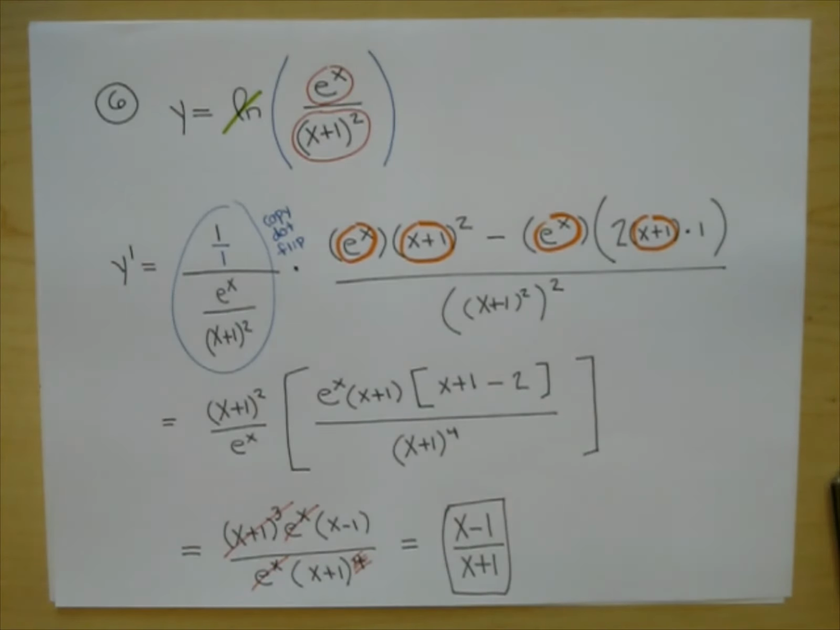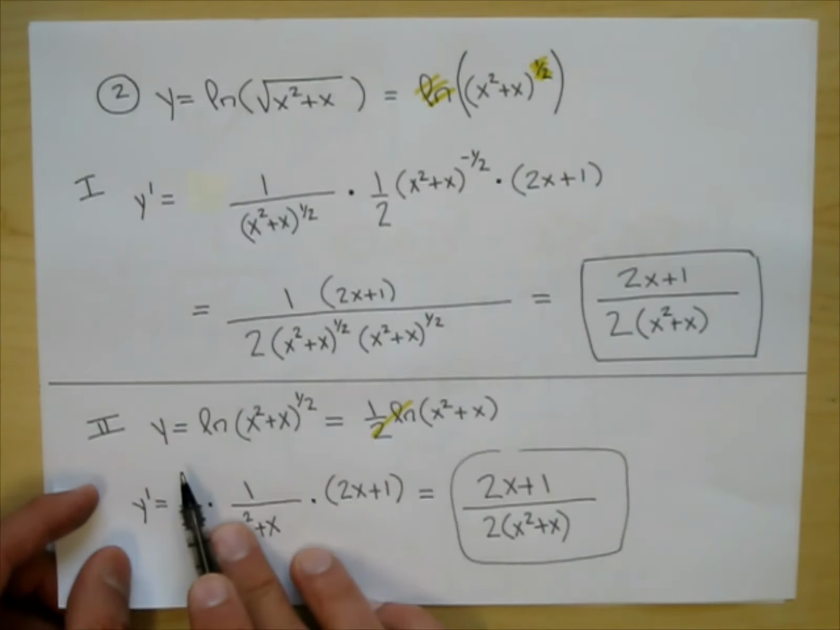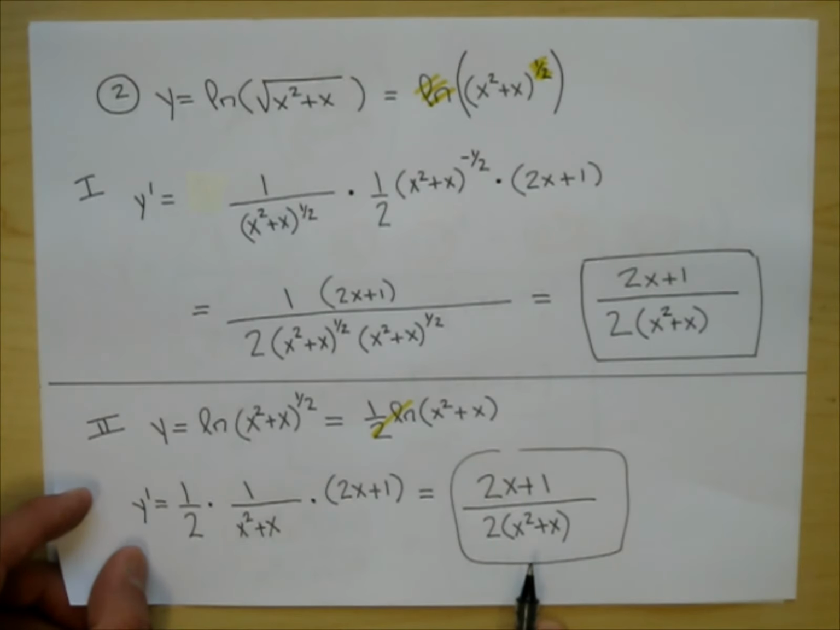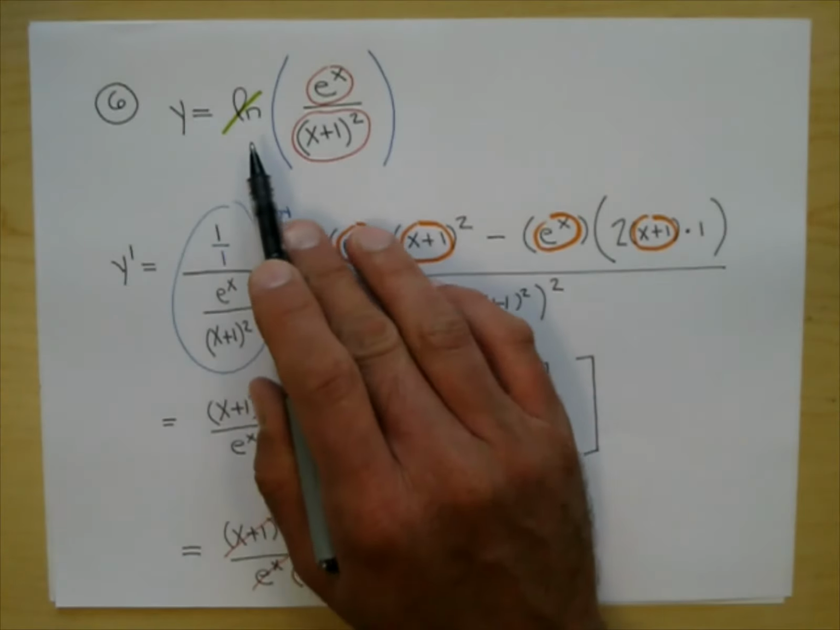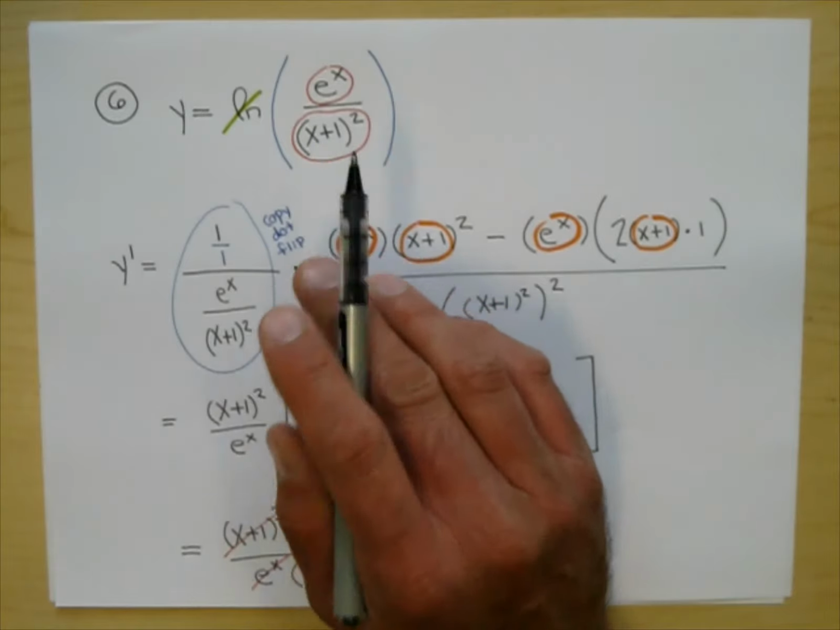That completes problem 6. Now, looking back at our problems, I remember there was one, I think it was problem 2, where we used properties of logs when we did the second part, and it made the problem easier. And so that's actually what I want to do on this problem. We should still get the same answer, but what would happen if I actually used the quotient rule of logarithms?